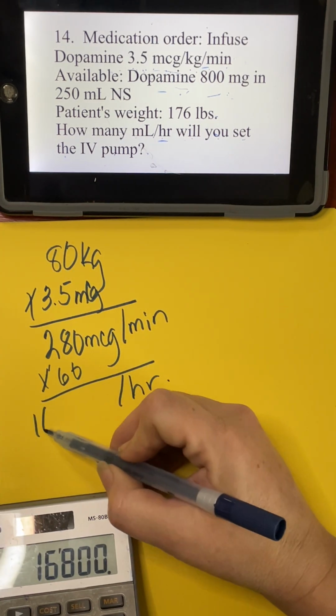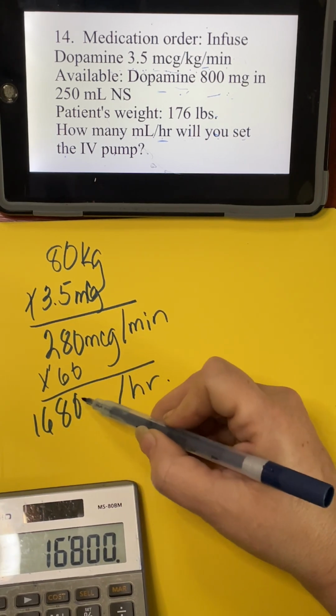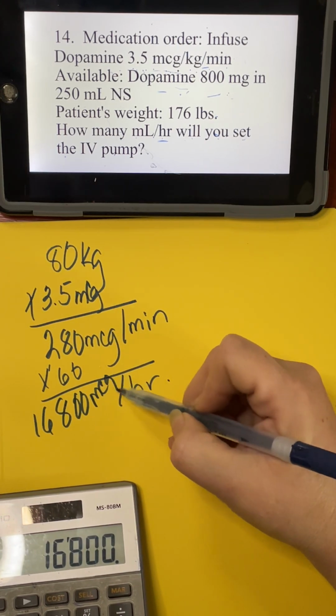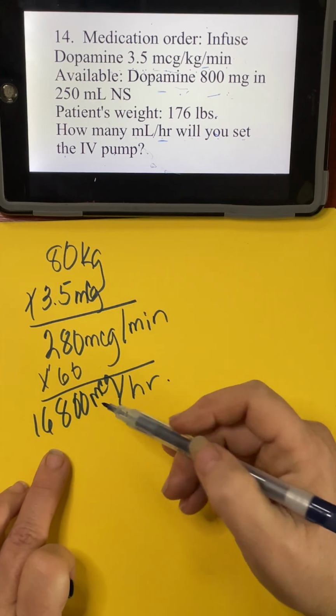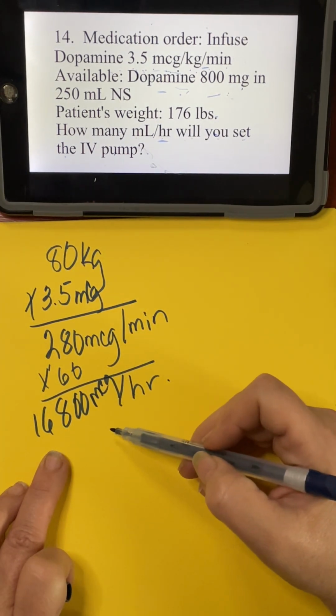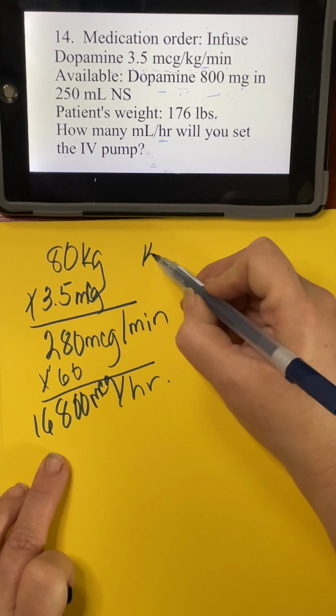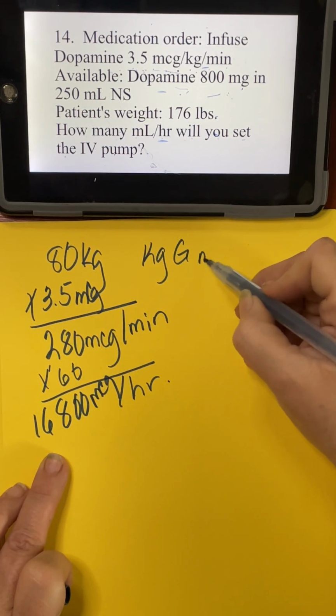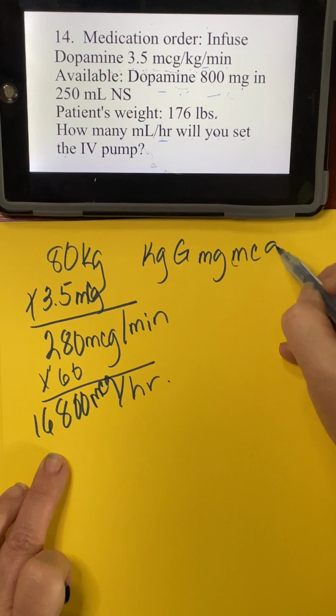So it's 16,800 micrograms. That's the new dose ordered. But look, what we have is milligrams, so we got to convert something. I'm going to do this again. kg, g, mg, mcg.